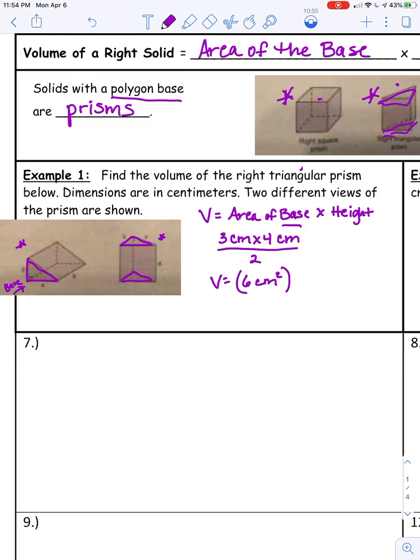So volume is going to equal our 6 centimeters squared times the height, and we can see a good clear picture of what the height is more so on this one, because it's standing on the base and you can see the height. So the height is 6 centimeters. And so for the volume of this right triangular prism, we would get 36 centimeters cubed. And that's the answer to example 1.